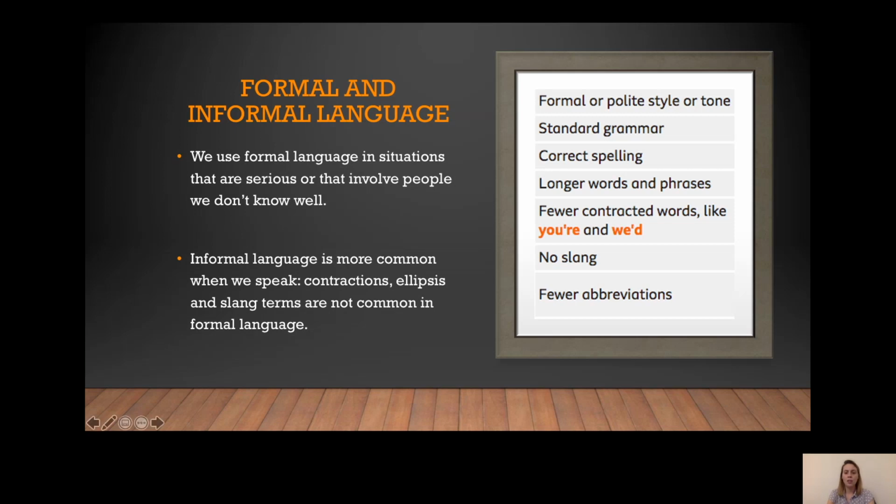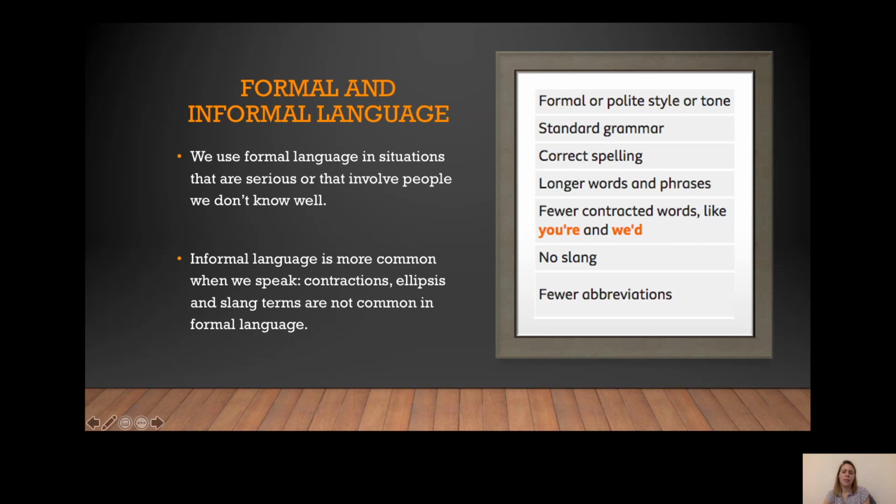Formal language uses standard grammar, complex sentences, correct spelling, longer words and phrases, fewer contracted words, no slang, and fewer abbreviations. You might use the odd abbreviation, for example, if you were writing to the BBC. You would shorten it in that way, but not anything that you would normally use in text.